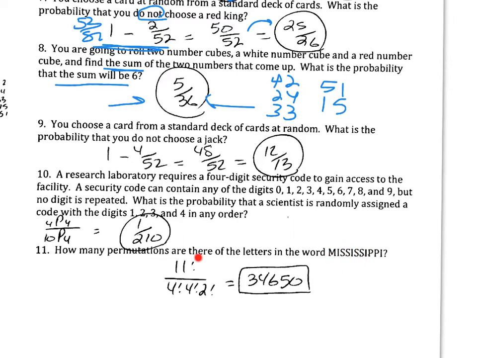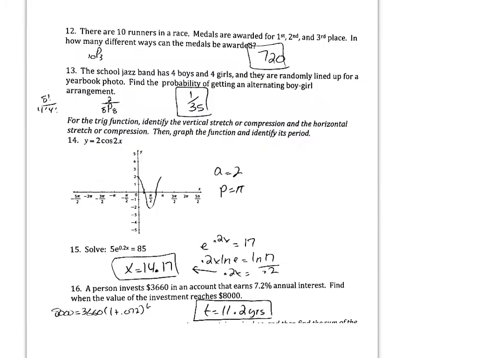There are 11 letters altogether. You do 11 factorial. Remember, this is what you do when you have stuff that repeats. There are 4 S's, 4 I's, and 2 P's. Make sure you put parentheses around your denominator, and good night. There are 34,650 ways you can rewrite the word Mississippi.